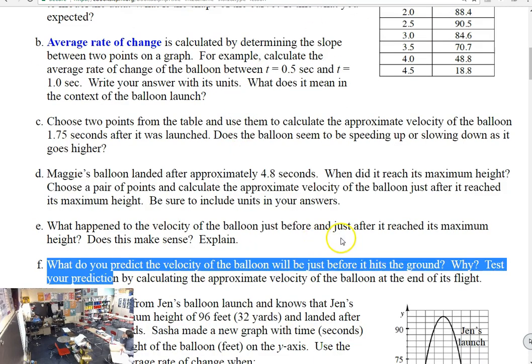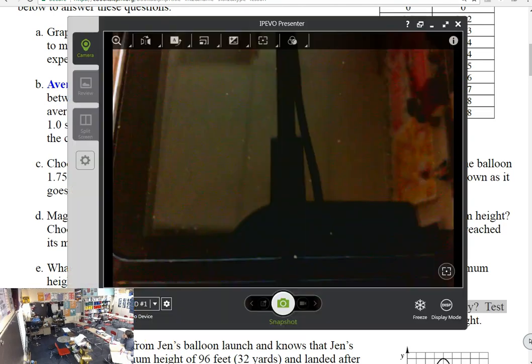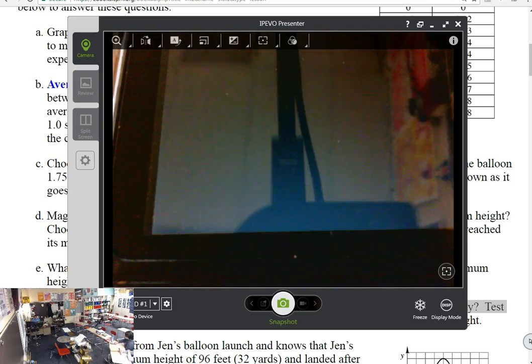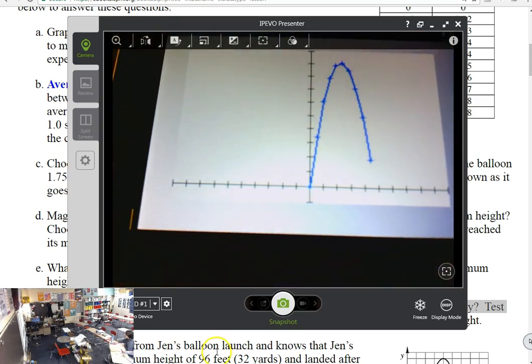What do you predict the velocity of the balloon will be just before it hits the ground? What do you think? If we look at our graph, like if we continue here, what do we know about parabolas that can help us out?